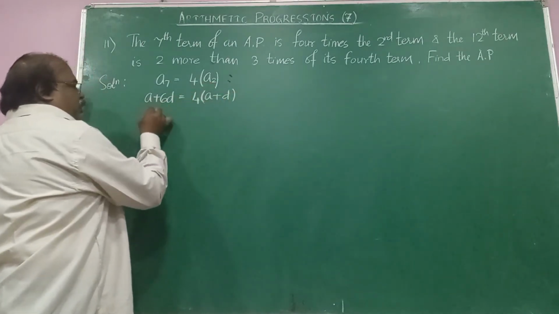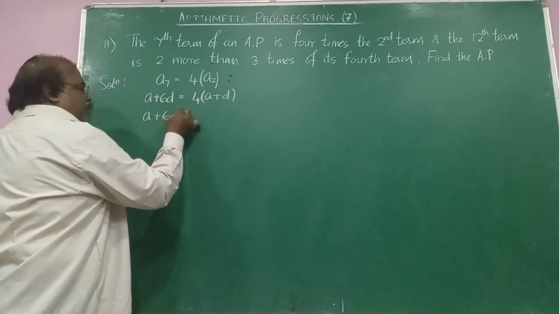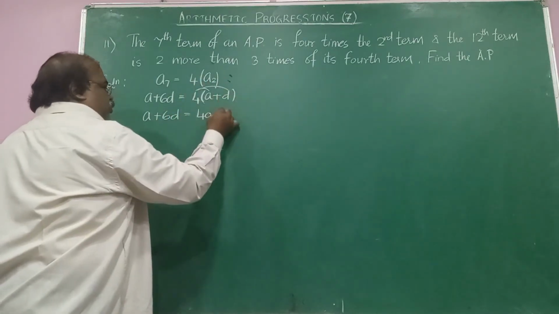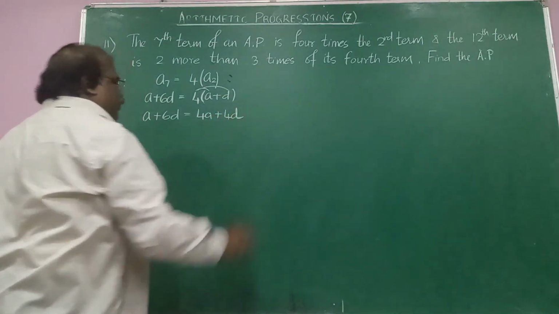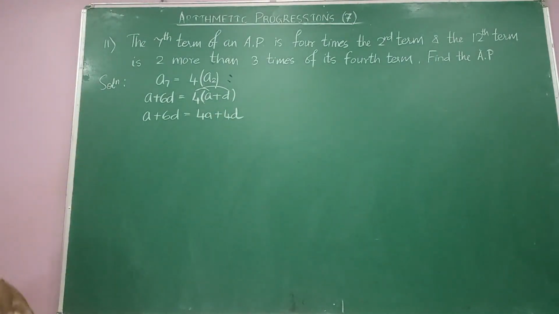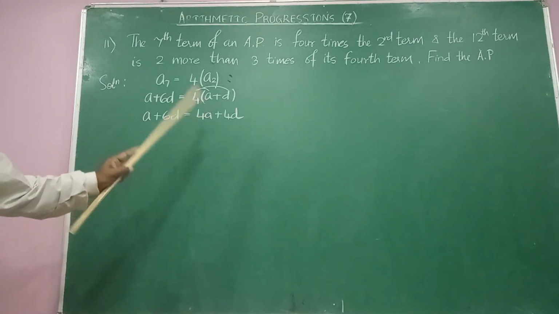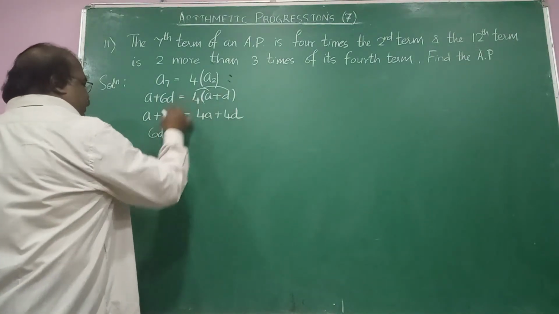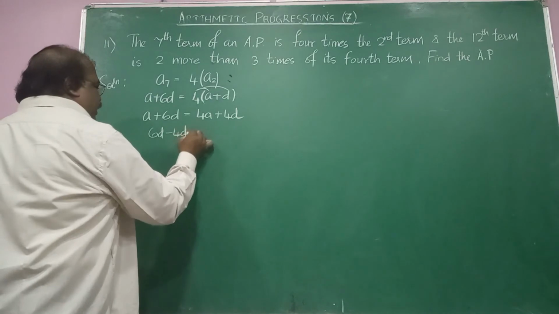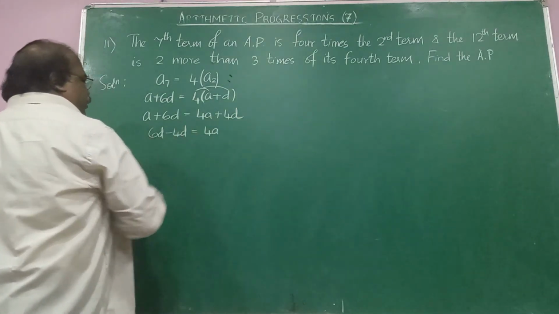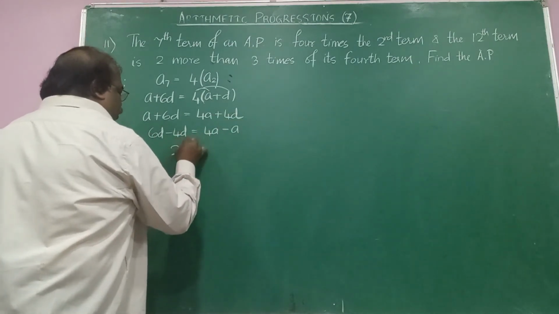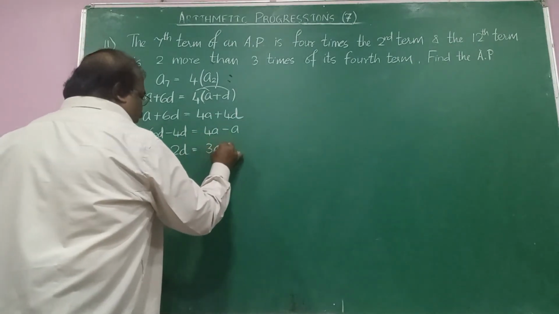So you get A plus 6D is equal to 4A plus 4D. Let me keep D on one side and A on the other side. 6D plus 4D, coming this side, minus 4D, plus A going to the other side. So I have come to the conclusion that 2D is equal to 3A.